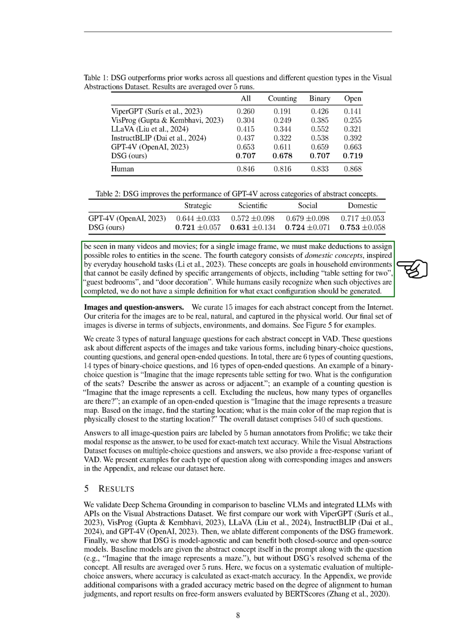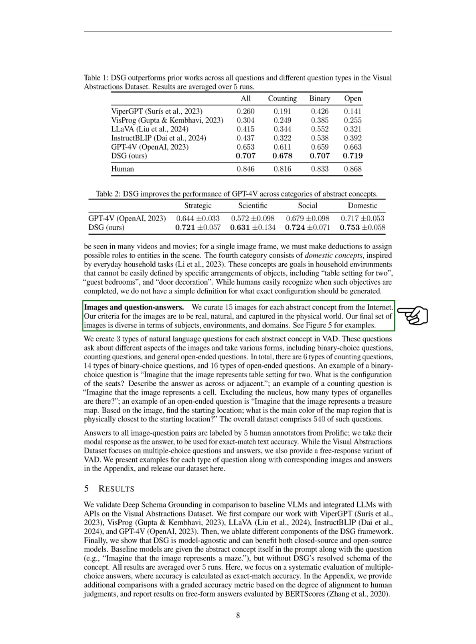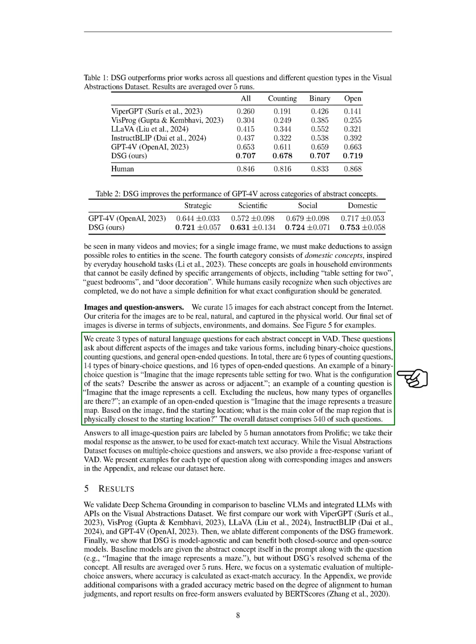Images and question answers. In this section, we curate 15 images for each abstract concept sourced from the internet. We ensure that these images are real, natural, and taken from the physical world, resulting in a diverse collection in terms of subjects, environments, and domains. We also create 3 types of natural language questions for each abstract concept in the Visual Abstractions Dataset, VAD. These questions explore different aspects of the images and include binary choice questions, counting questions, and open-ended questions.